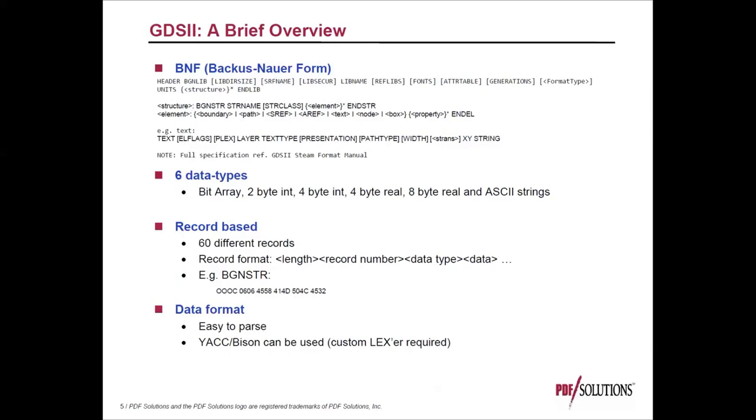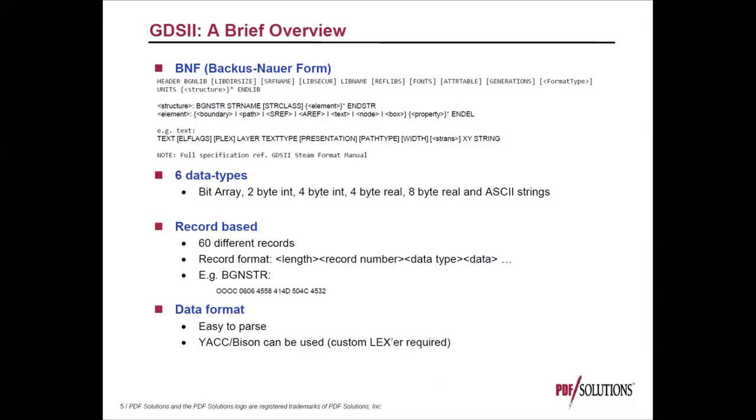So I think everyone can read this line and understand how it works. And then you can go deeper. What is a structure? A structure has a begin string, a string name, some optional parameters, a number of elements, and an end structure command. An element itself can be a boundary, path, aref, sref, text, node, and an end element. With this syntax, it's really easy to understand.